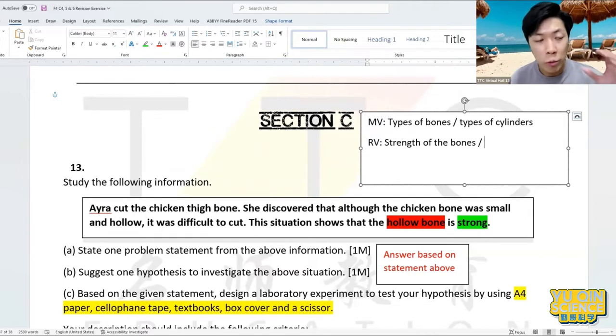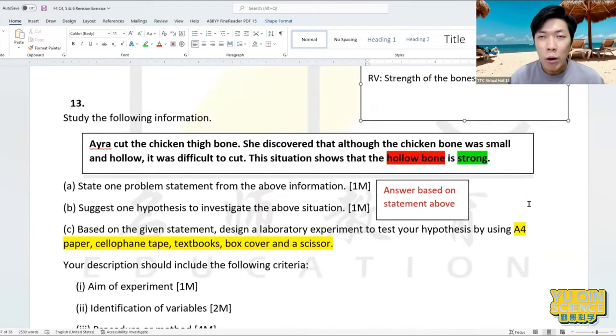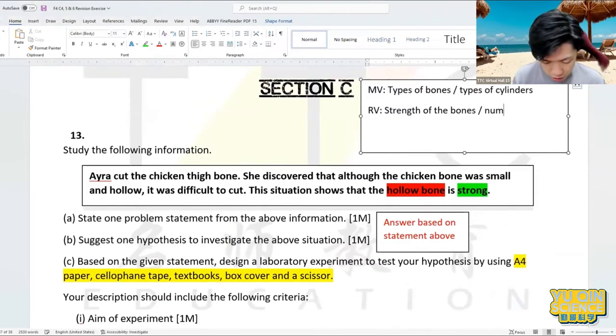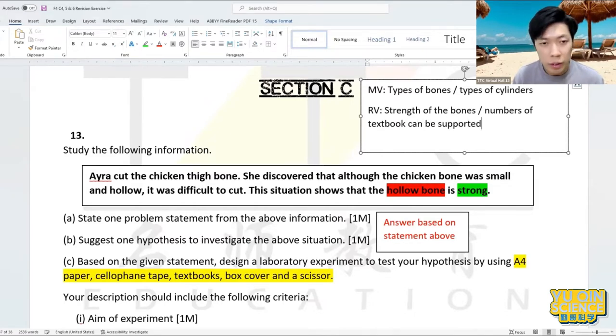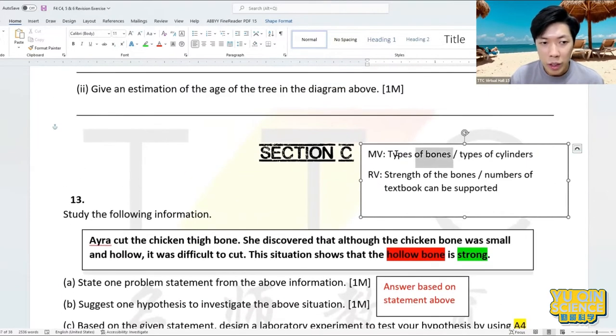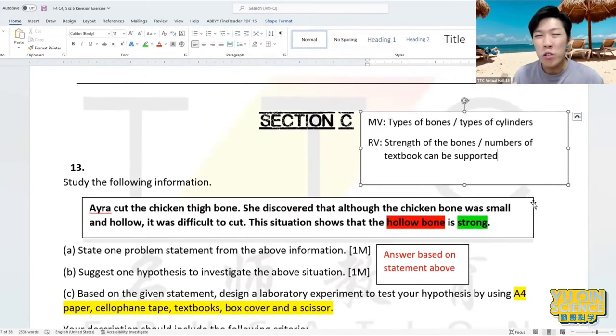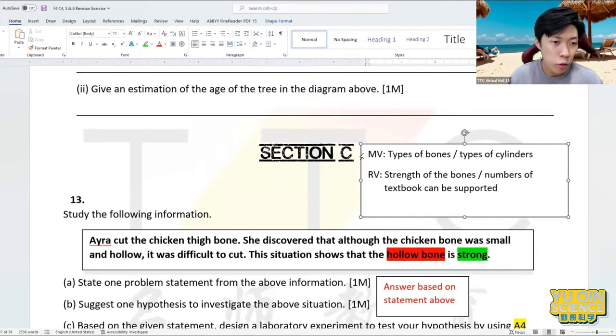Or in the experiment from question C onwards, we are talking about how many textbooks it can withstand, because the experiment originally is like that. We place the textbooks on top of the box and we see how many textbooks it can withstand before it breaks or the cylinder bends. So that will be the number of textbooks that can be supported. There you go. So we have the real thing to test and we have the given materials to test. I write it like that first just to make sure my backbone of the experiment is there before I start the whole thing, because everything truly relies on the manipulated variable and responding variable.